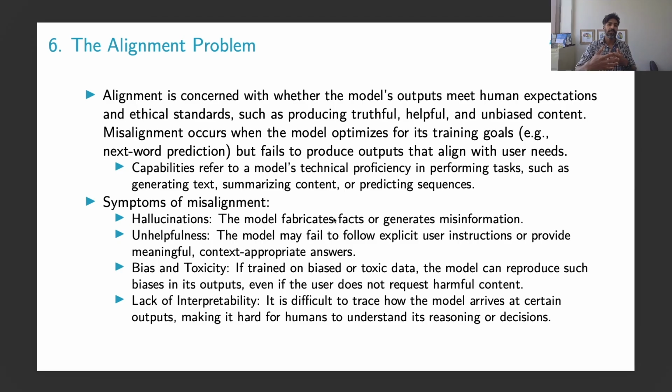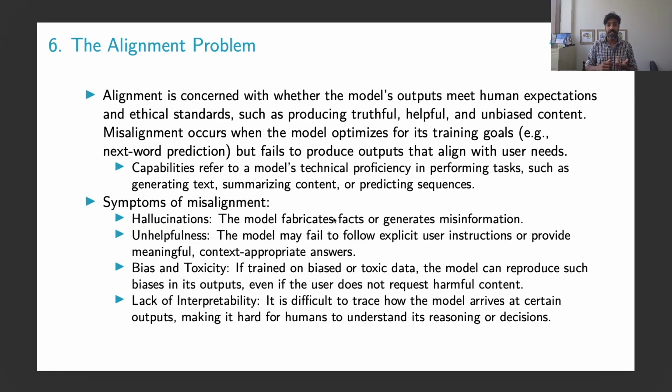But when you're pushing the frontiers in some ways, but also in some everyday examples, it can still hallucinate. The most common one is if you ask it to generate references. That's a very clear one at this stage in terms of 2026, where it fills in names of different authors and titles of different things and mismatches them all together to hallucinate these references. It's also unhelpfulness, where the model may fail to follow explicit user instructions or provide meaningful, context-appropriate answers. So that's a symptom of misalignment.